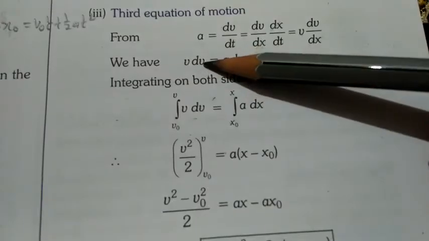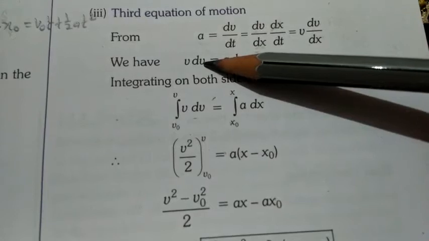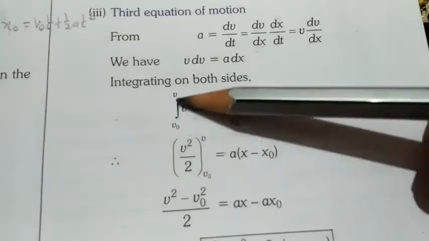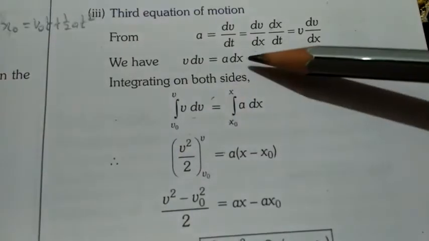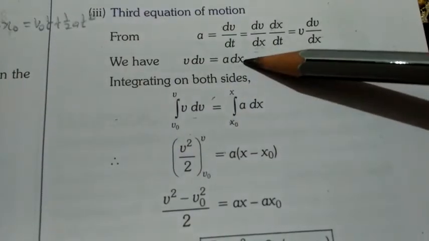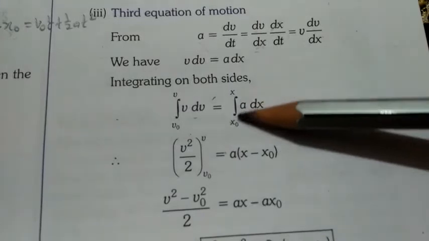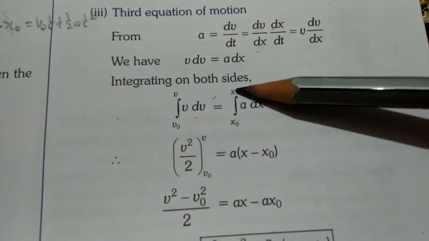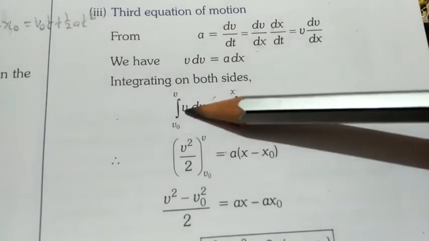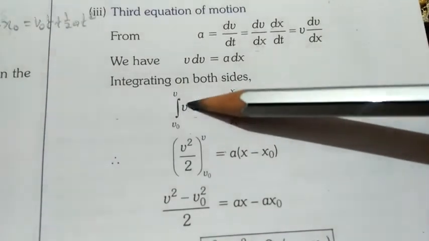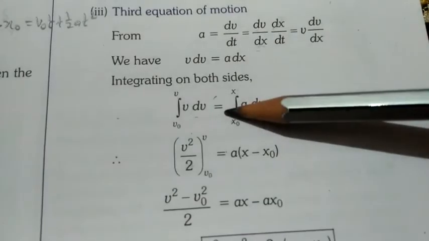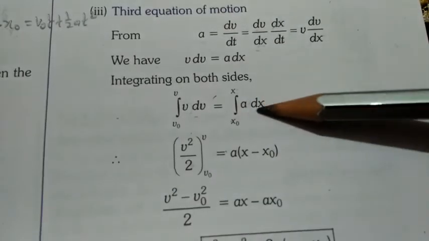So here the integration is with respect to v, velocity, so limits will be from v naught to v, initial velocity to final velocity. Here the integration is with respect to x, position, so initial position to final position. Then v dv, when we integrate v, we will get v square upon 2. Here a will come out and we will integrate dx.